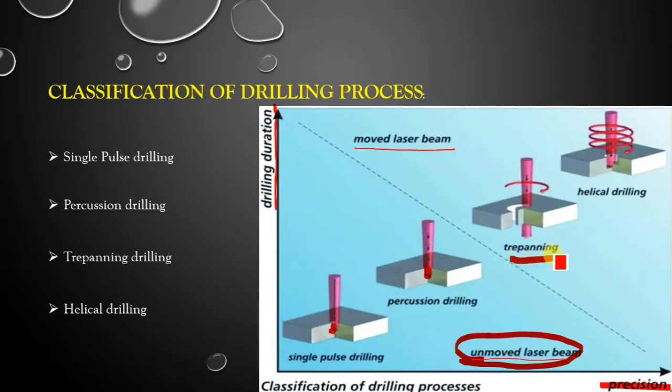Next, trepanning drilling. In trepanning drilling, precision is increased and the duration also increases. And then helical drilling, it is a highly precise technique, and it also takes a long duration compared to these 3 classifications. Now we are going to briefly discuss these 4 classifications.